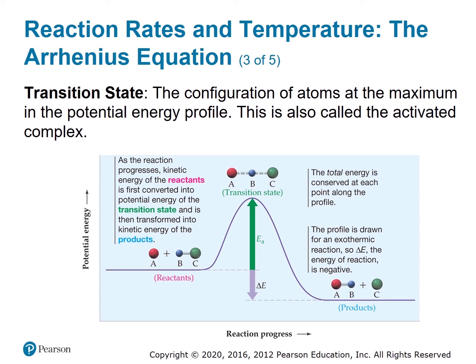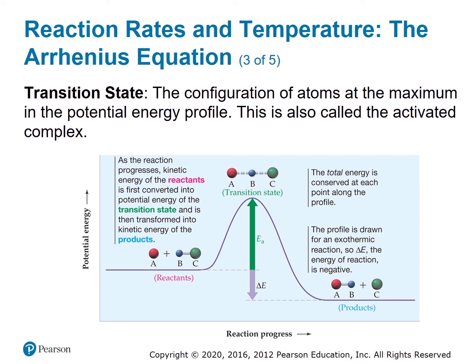The x-axis represents reaction progress over time, and the y-axis shows the potential energy of the system. As a reaction progresses, the kinetic energy of reactant atoms, molecules, or ions is first converted into increased potential energy. This happens until the potential energy reaches a maximum, a point known as the transition state of the reaction. Beyond this point, energy is converted back into kinetic energy as the products are formed.